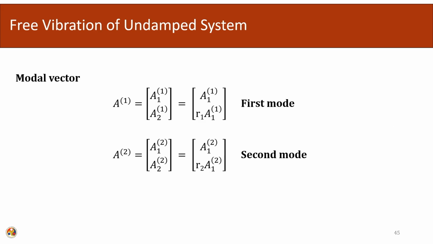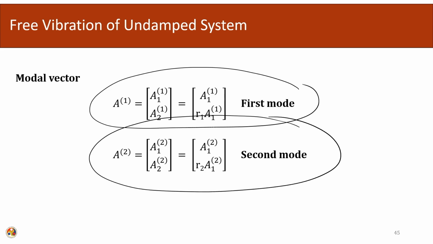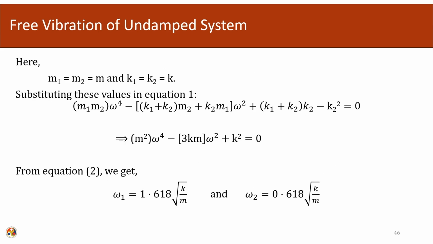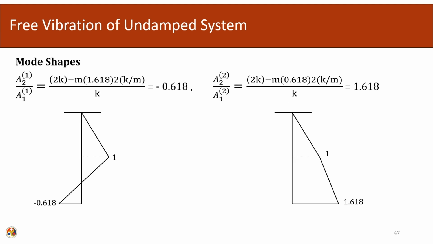So this is the value of the first mode and this is the value of the second mode. Here we substitute the values of masses and the stiffness. This is the value of the first frequency and this is the value of the second frequency. Here these are the two mode shapes, the values corresponding to the two modes.